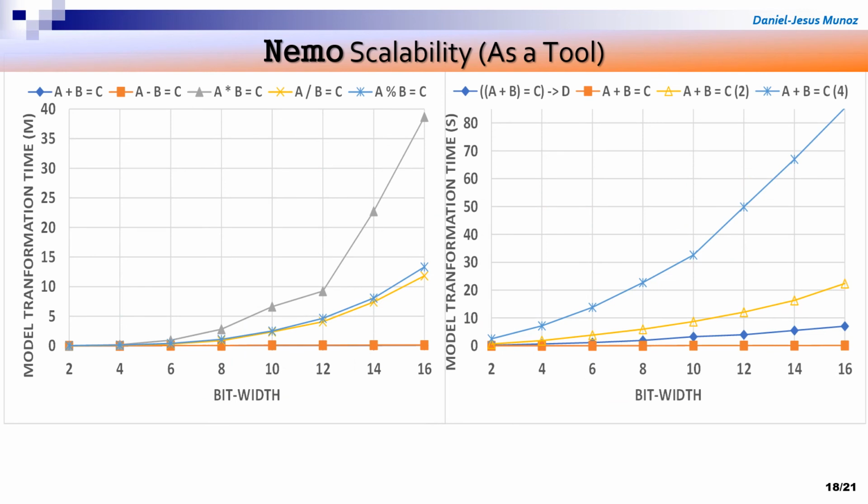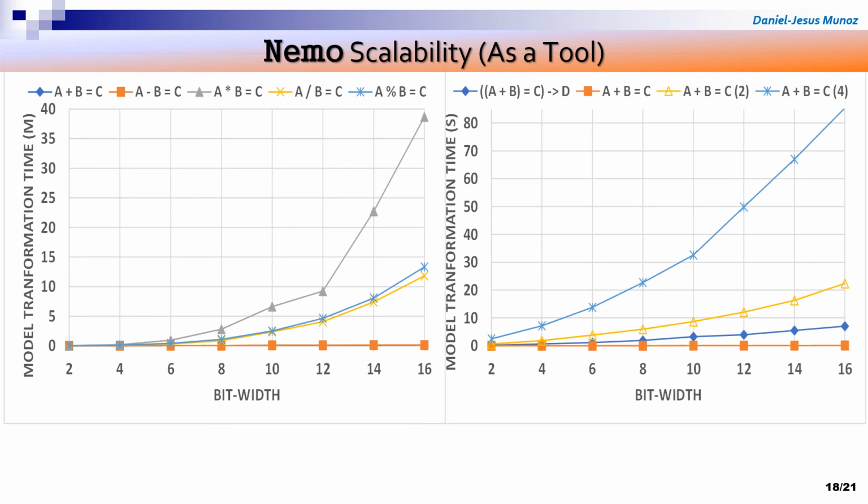Now we need to check the scalability of Nemo as a tool. What do we mean with that? How much time it takes for Nemo to encode a product line into a propositional formula. For that, we take all the constraints that we took for RQ1 and check how long it took for them to count, also increasing the bit width as we did before.